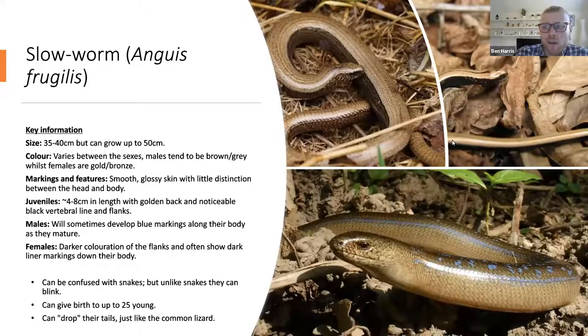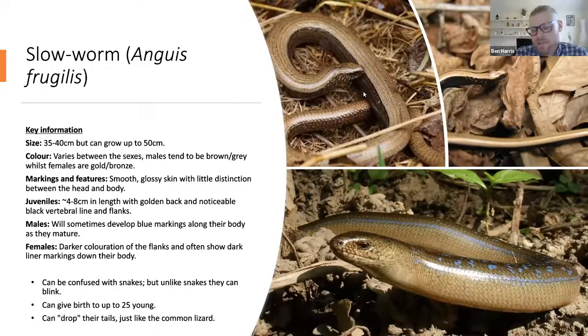So moving on to our other lizard species. And everybody's favorite fact is that slow worms are legless lizards. So you can see across all the pictures, they kind of look like snakes, but they're not. They're legless lizards. Much bigger than the common lizards, they do grow up to around 35 or 40 centimeters. And they can grow really big, up to around 50 centimeters.